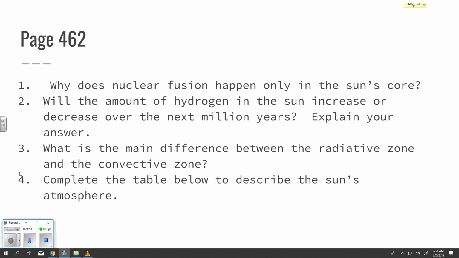The core is the only place where the temperature and pressure are high enough to cause fusion.